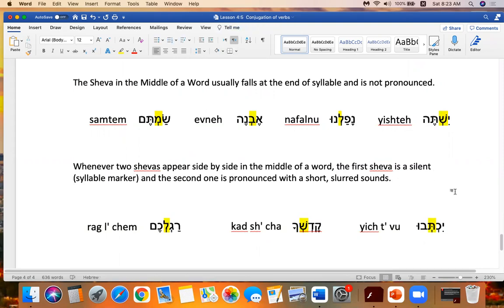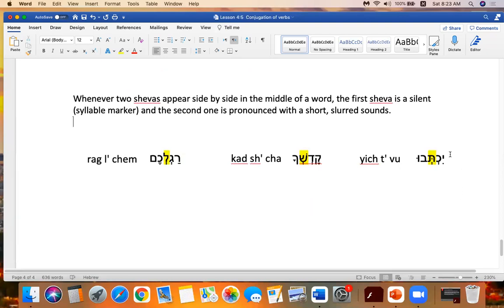Okay, let's see. Yik tevu. So yik, that's one syllable. Te, vu. So it's its own little syllable. Kad shika, kad shika. Here is the kaf sofit with the kamatz. Rag lechem, rag lechem. So when you've got two shvas together, the first one usually is silent, and the second one is pronounced with a short slurred sound.